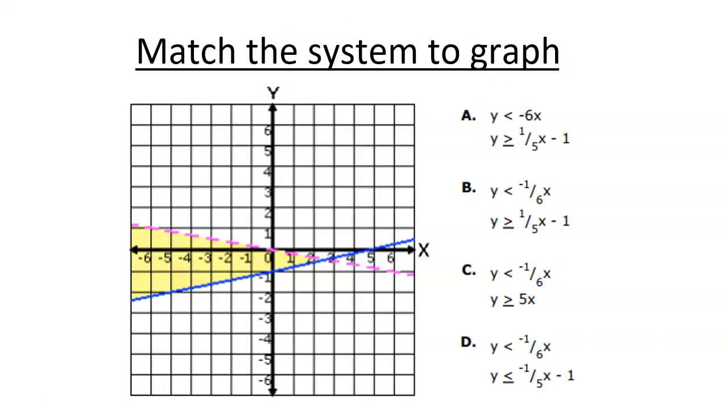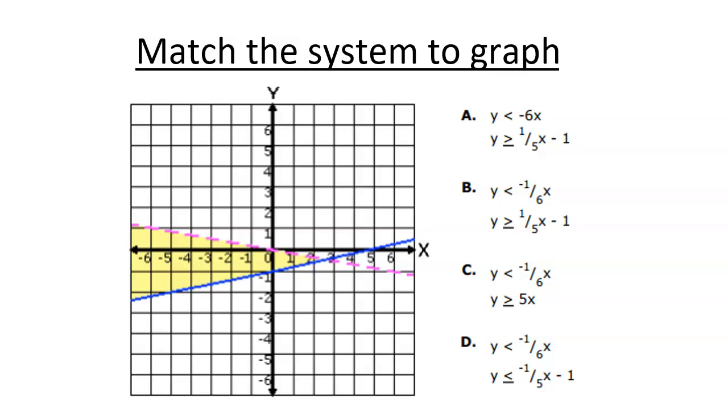So here's our first assessment type question that we might see. Normally, on something like TN-Ready, they're not going to have you graph by hand because it would take a long time for them to grade that. Usually they give you something graphed and ask you questions about it. In this case, you have a system of inequalities that's been graphed, and it wants you to match the system to the graph.